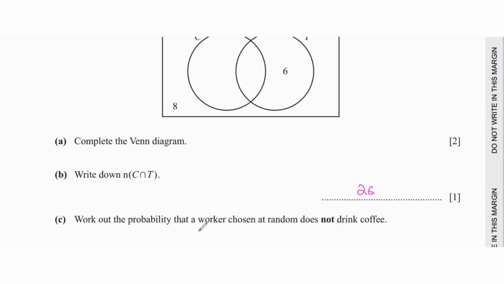And then it says work out the probability that the worker chosen at random does not drink coffee. So if he's not drinking coffee, that's going to be 6 plus 8 divided by 47, which is 14 over 47. That is the number of people who do not drink coffee.